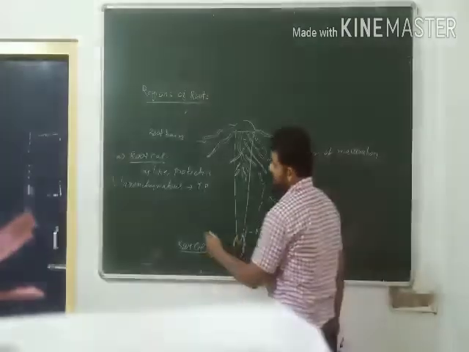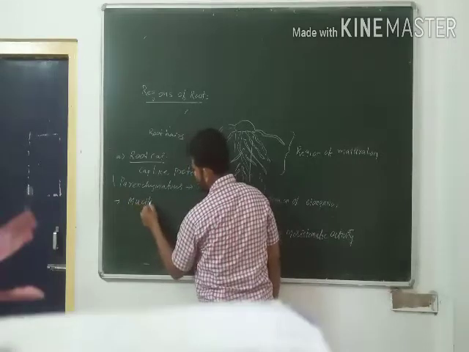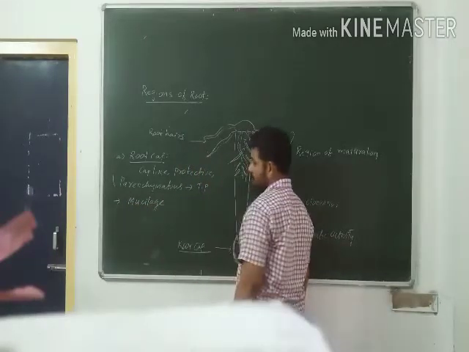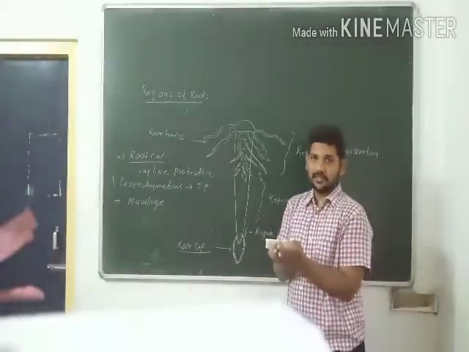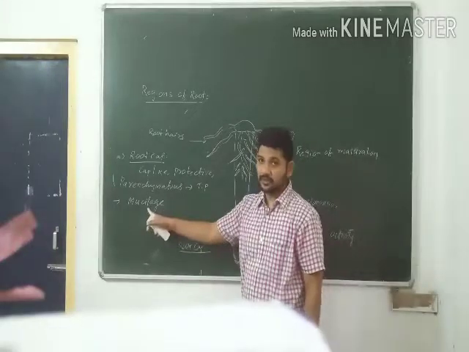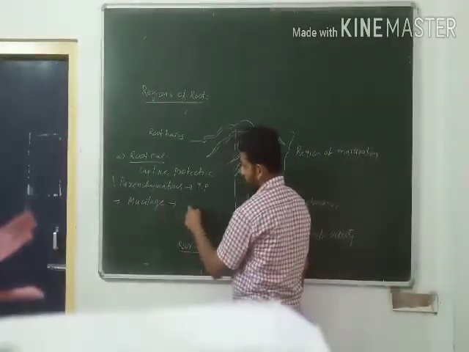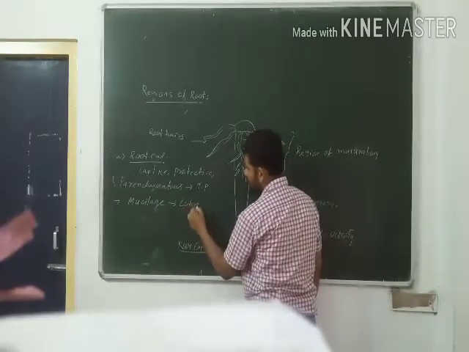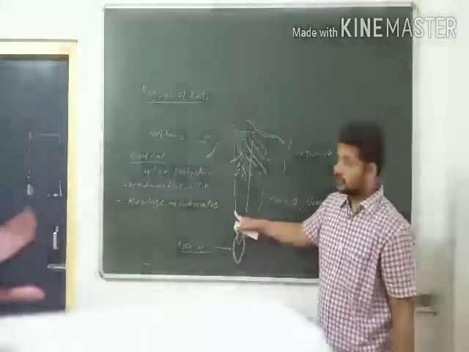The cells of the root cap secrete mucilage. Mucilage is a sticky substance. All of you have observed, when we cut ladies' finger in school, a sticky substance. This sticky substance is called mucilage. Mucilage lubricates the soil in which the root is to grow.